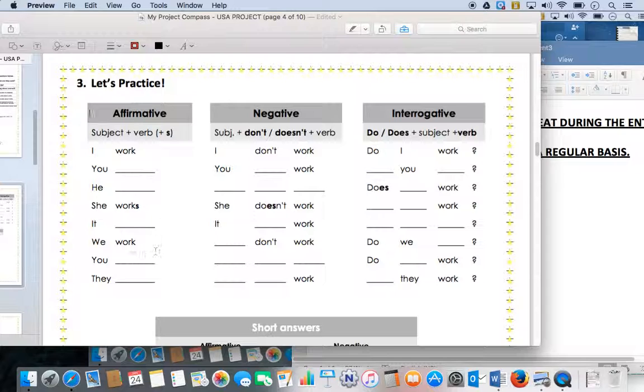Okay, so you are going to work on the affirmative based upon what we just learned. However, I'm going to go ahead and fill in the negative and the interrogative so that you know what needs to be done. We did look at this a little bit before, but let's go back and look at it again. So we're looking at the negative.